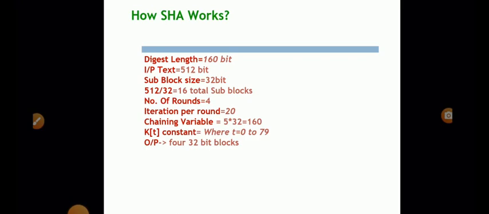First, its digest length is 160 bits. The input text block is 512 bits and the sub-block size is 32 bits, using 16 sub-blocks in total. The number of rounds used is 4. Iterations per round is 20 and the chaining variables are 5 times 32, that is 160 bits. The K constant values, K of t, have t ranging from 0 to 79, totally 80, and the output is a 32-bit block.